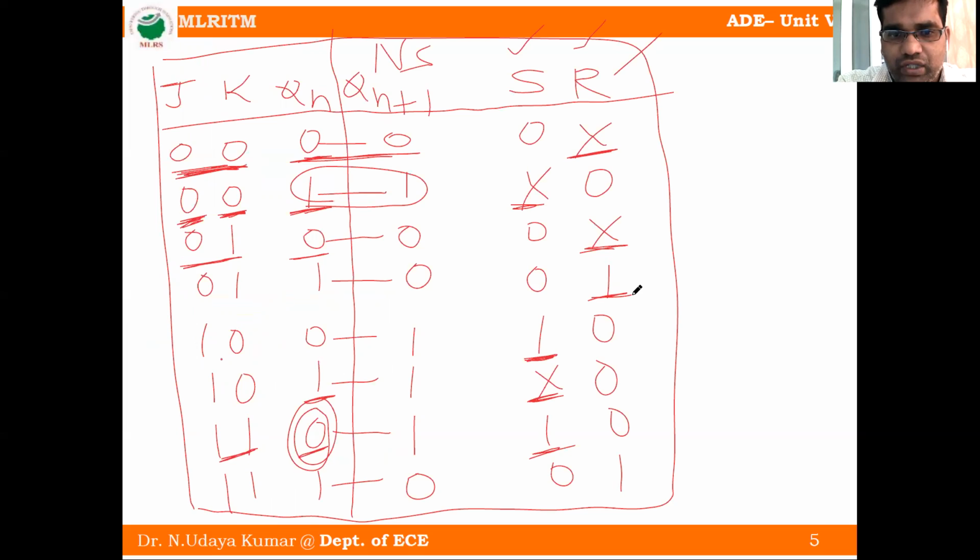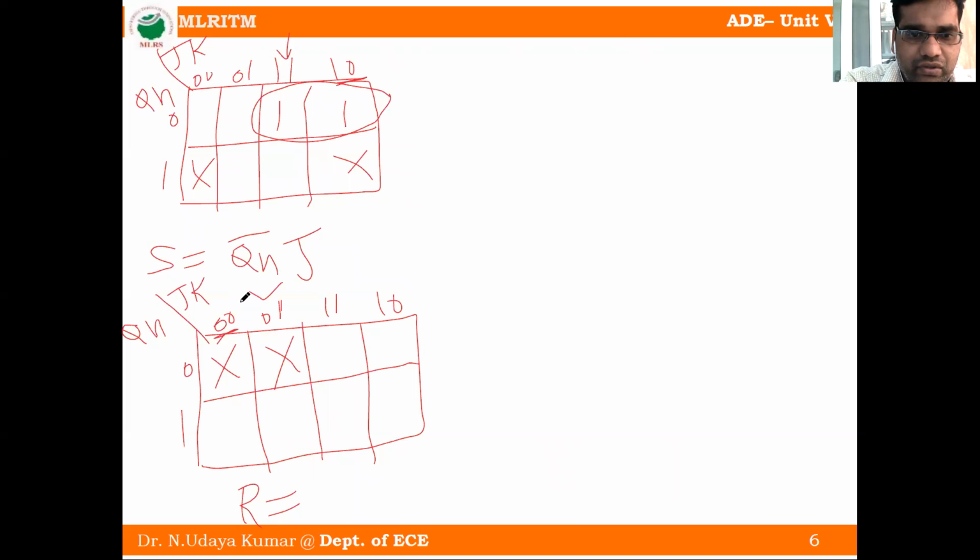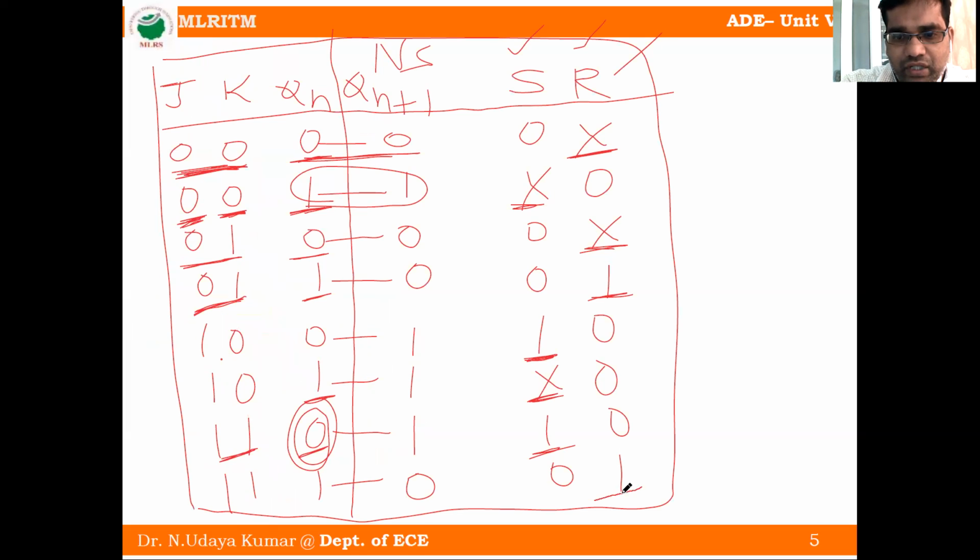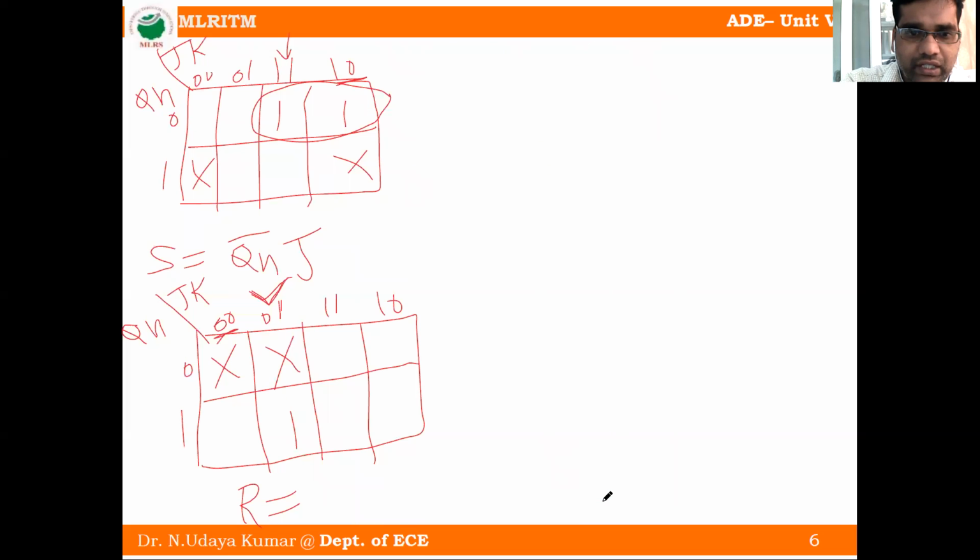Then 1, how will we get 1? If JK is equal to 0 1 and Qn is equal to 1, JK is equal to 0 1 means second column, and Qn is equal to 1 means this one. Then next, the last one: if JK is equal to 1 1 and Qn is equal to 1, then we will get output 1 here. JK is equal to 1 1 means third column, and Qn is equal to 1 means this one.